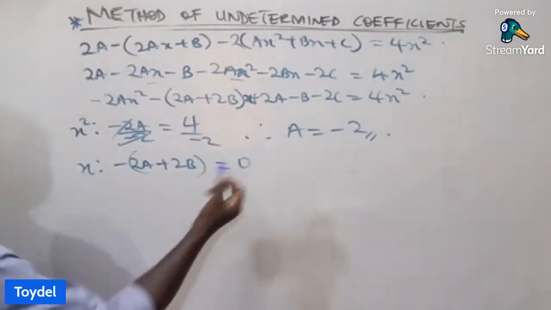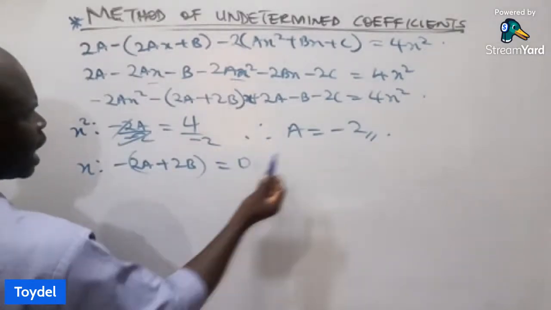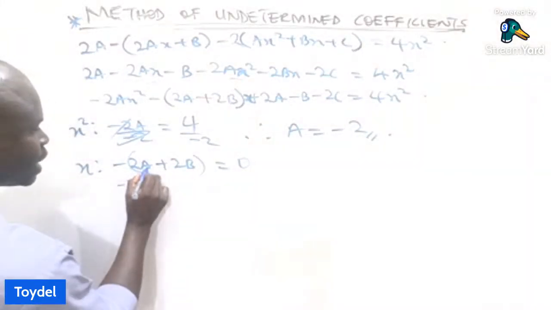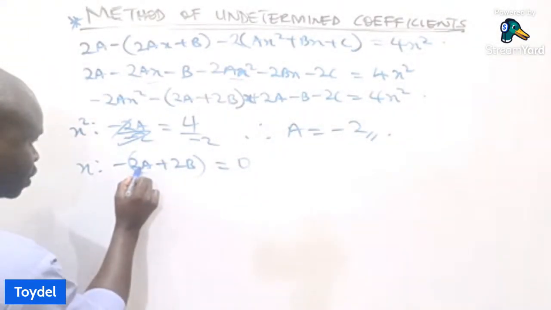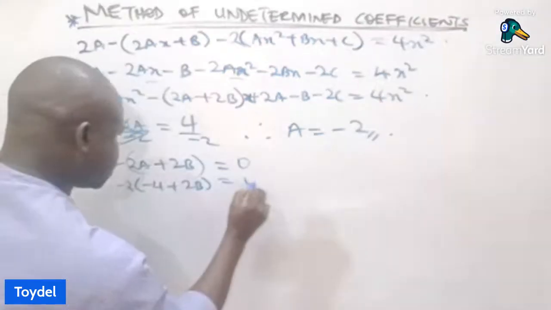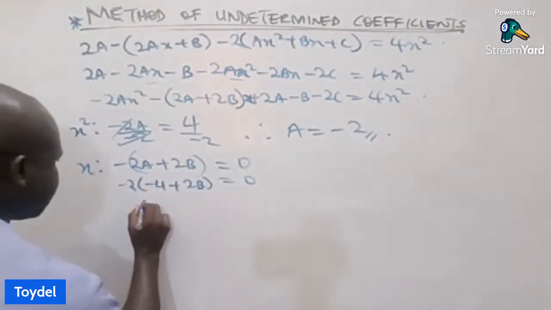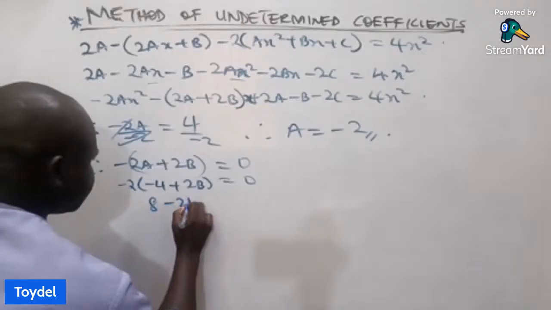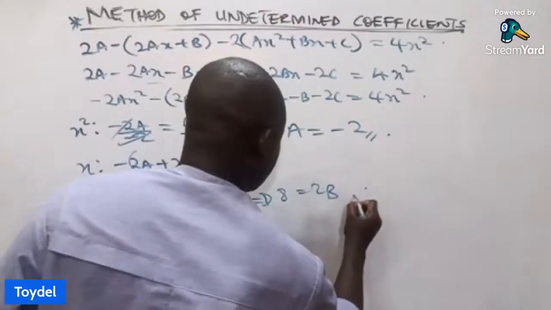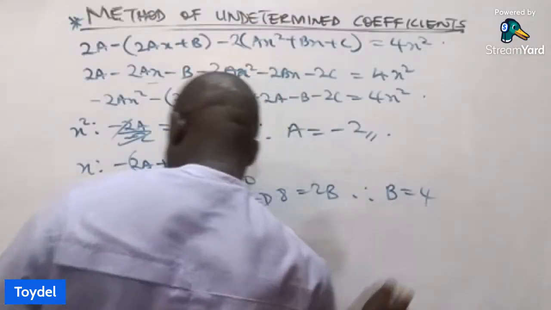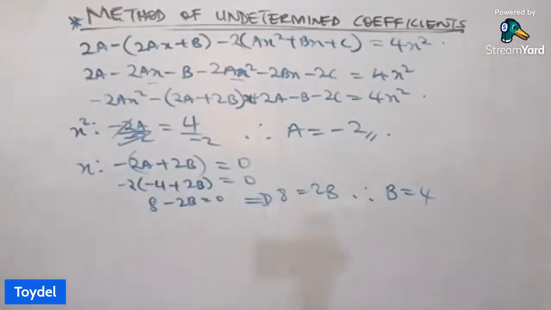But I know the value of a to be minus 2. So I'm going to have minus 2 into brackets, a is minus 2. So minus 2 times a, that's minus 4, plus 2b equal to 0. Here I'm going to have 8 minus 2b is equal to 0. So this implies that 8 is equal to 2b. Therefore, b is equal to 4.